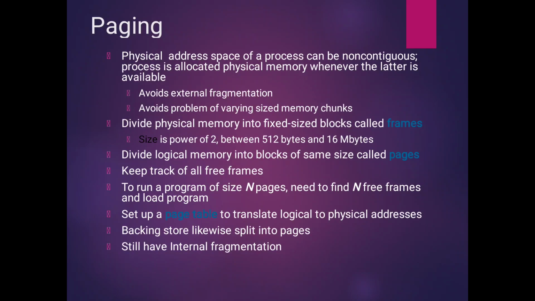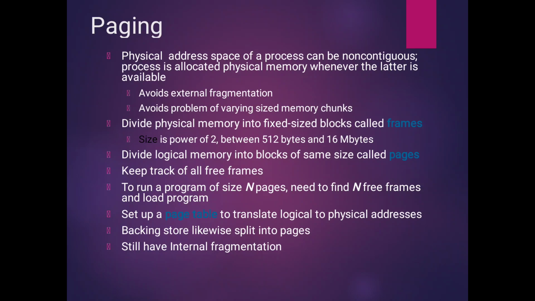The next approach is paging. The physical address space of a process can be non-contiguous; the process is allocated physical memory whenever the latter is available. When contiguous memory is not available, paging can be used. It avoids external fragmentation and avoids the problem of varying-sized memory chunks.